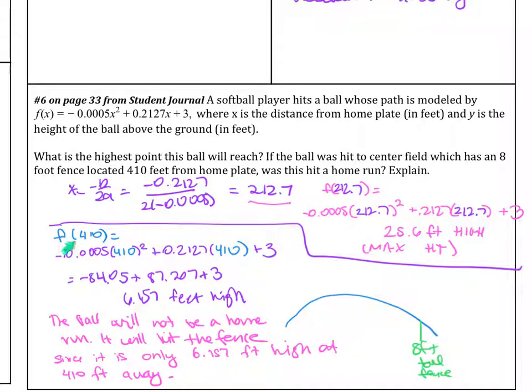So in this case, you're trying to figure out how high this ball will be at 410 feet. So we want to find that height, and we want to see if it's going to clear this 8-foot fence. So you plug in 410, and when you solve it, you see that at 410 feet, the ball will be 6.157 feet high. So therefore, the ball will not be a home run. It will hit the fence since it is only 6.157 feet high at 410 feet away, right? It's not going to clear the 8-foot fence. The 8-foot fence is actually higher.